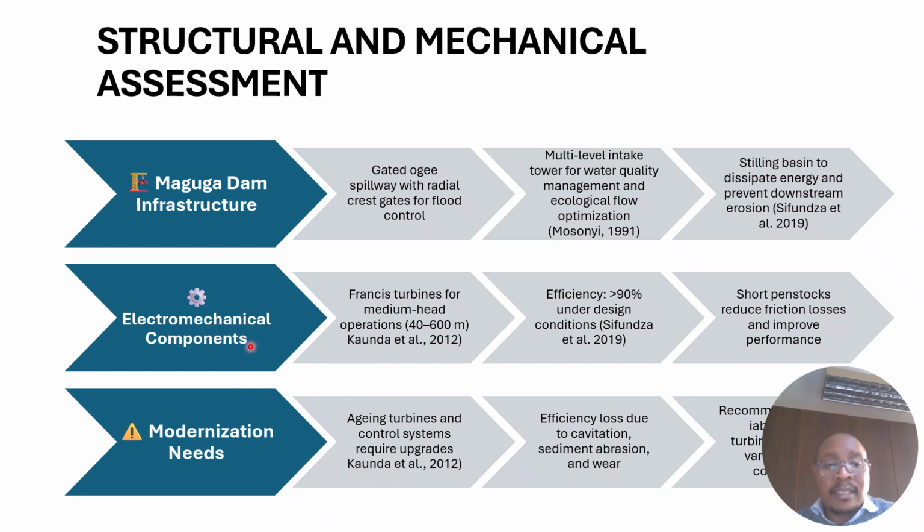The electromechanical components comprise the Francis turbine for medium head, with an efficiency of just over 90% under design, and the short penstock reduces friction losses and improves performance. In terms of the modernization needs, the turbine and control system require an upgrade, because of efficiency losses due to cavitation, sediment abrasion and wear. And lastly, on the recommendations, the variable speed turbine to handle variable head conditions.